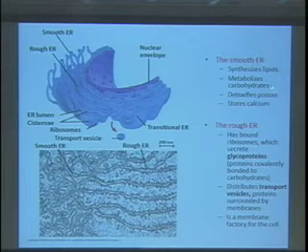So the smooth ER makes lipids. It metabolizes carbohydrates. If there are toxins that get into the cell, there are enzymes in the ER that will detoxify those molecules and try to get rid of them so they don't poison the cell. And it's also a site of storage of calcium. So calcium is a critical element in the cell, and there are storage sites in the ER for calcium.